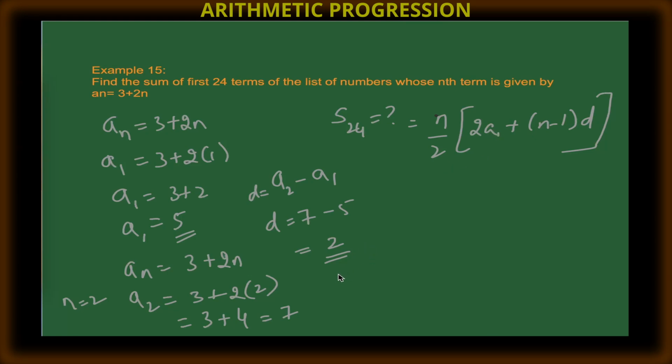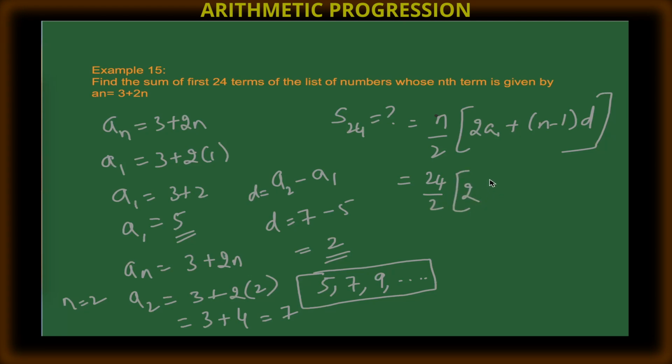Okay, so we have a sequence here, starting with a as 5, 7, and the difference if I put, it will become 9. So like this. Okay, we have the sequence. So this is the sequence. Now the question is, we need to find S24. So S24, let's try to replace this. N we know, 24 divided by 2.